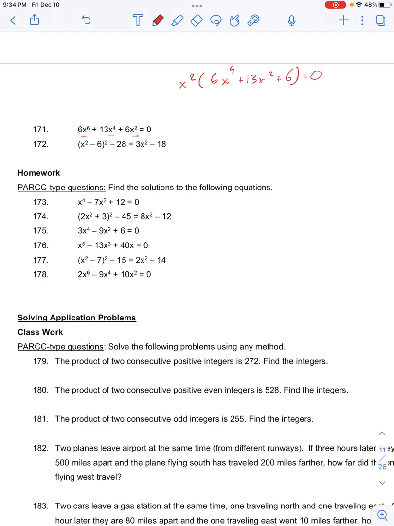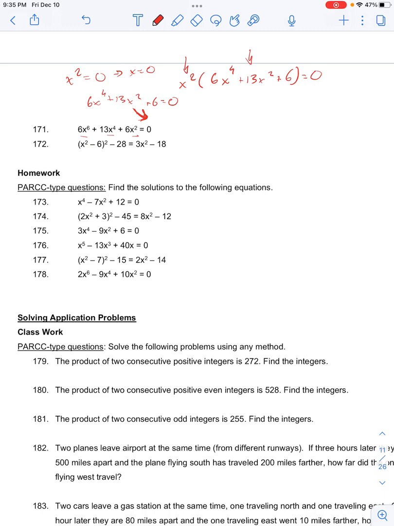Then, using the zero product property, either x squared could equal 0 or 6x to the 4th plus 13x squared plus 6 could equal 0. And so from this one, it's easy to see that x has to be equal to 0. But for this one, it's going to be a little more challenging to find the roots.